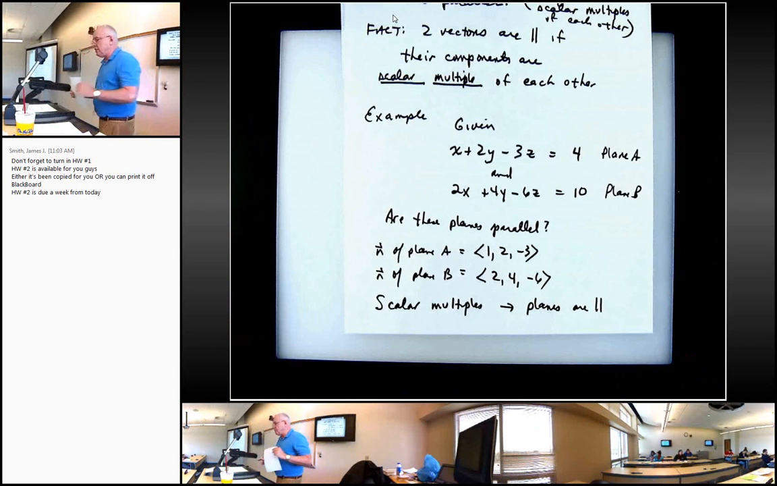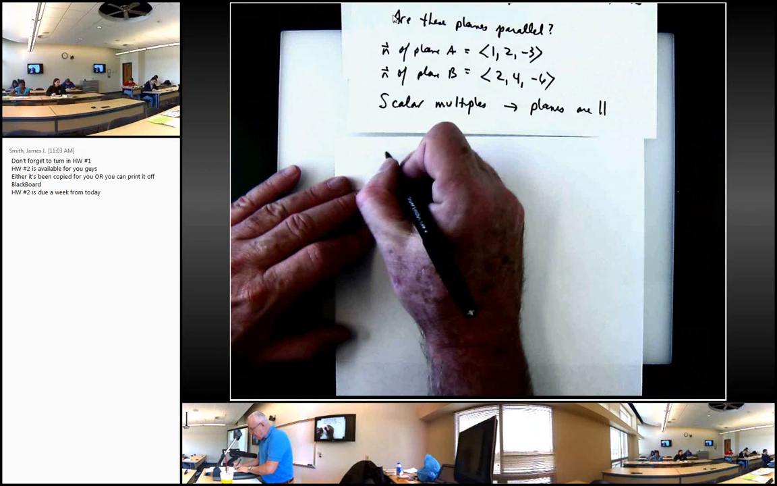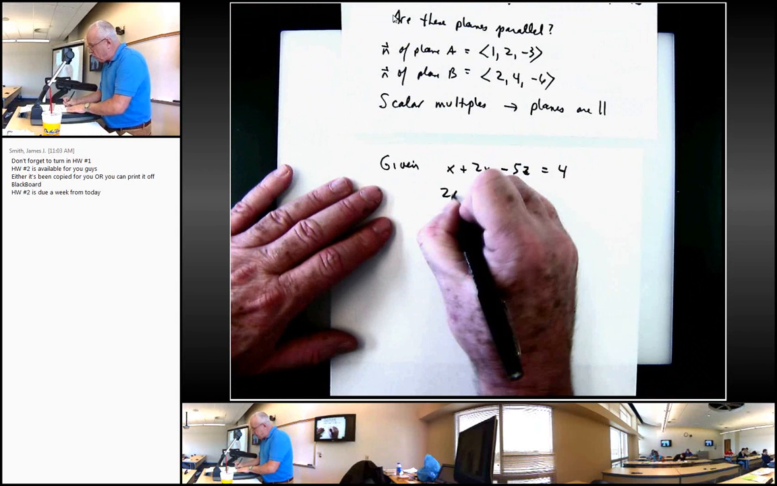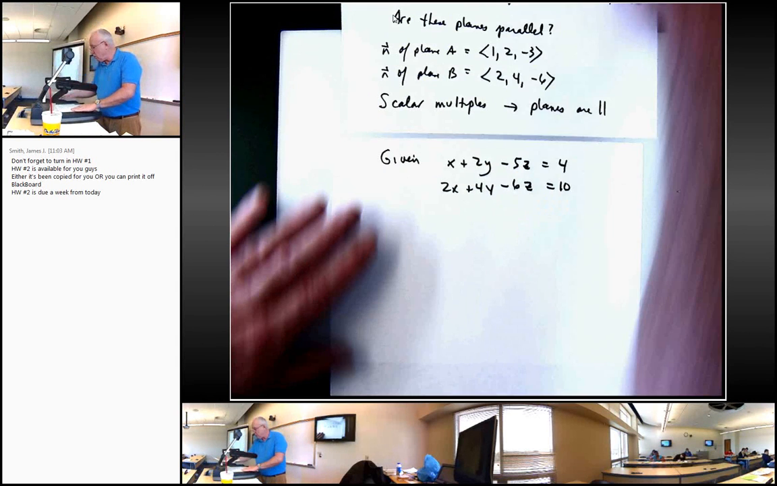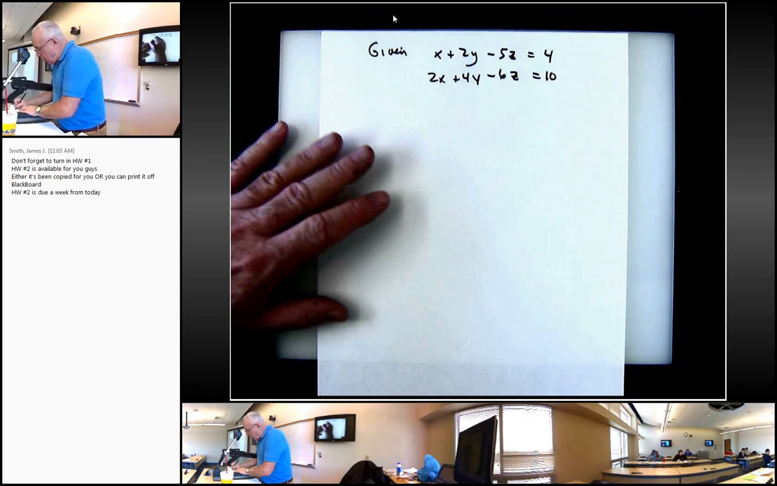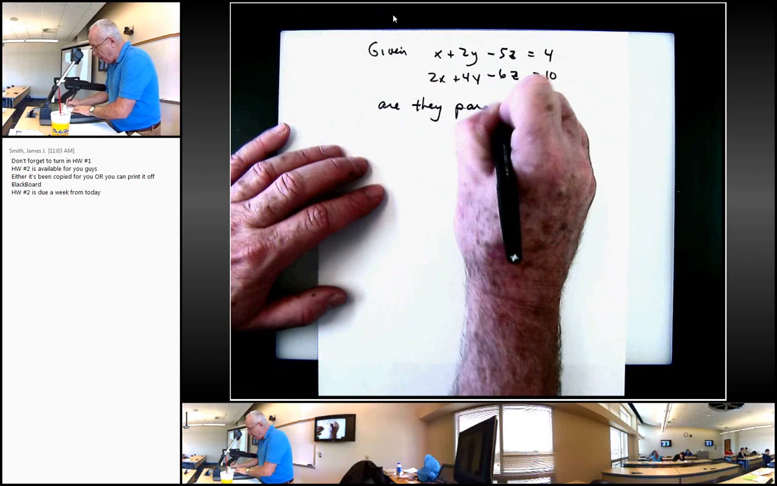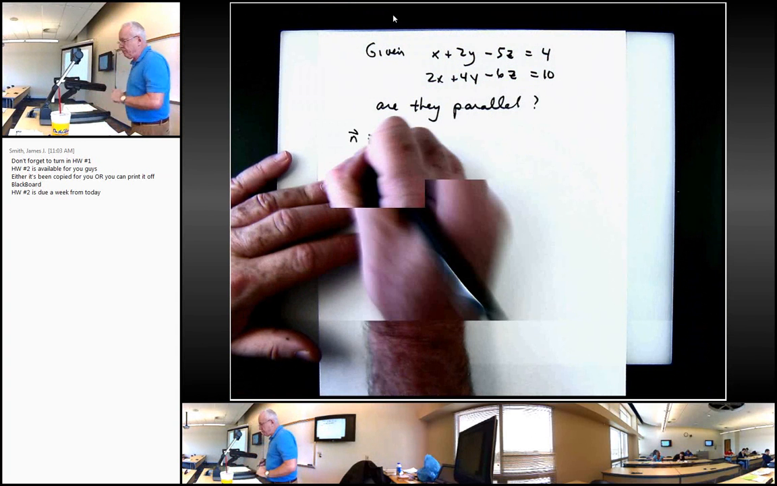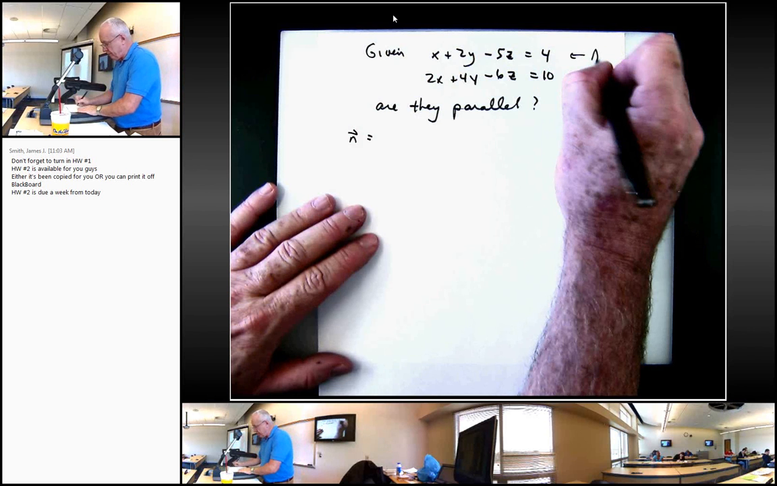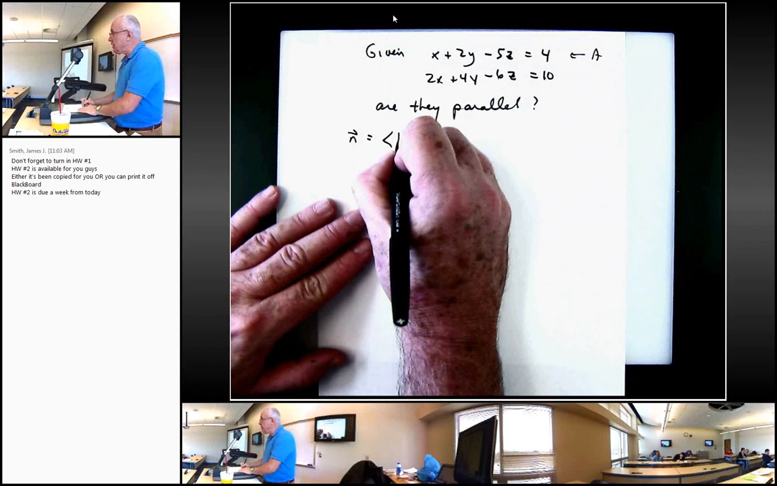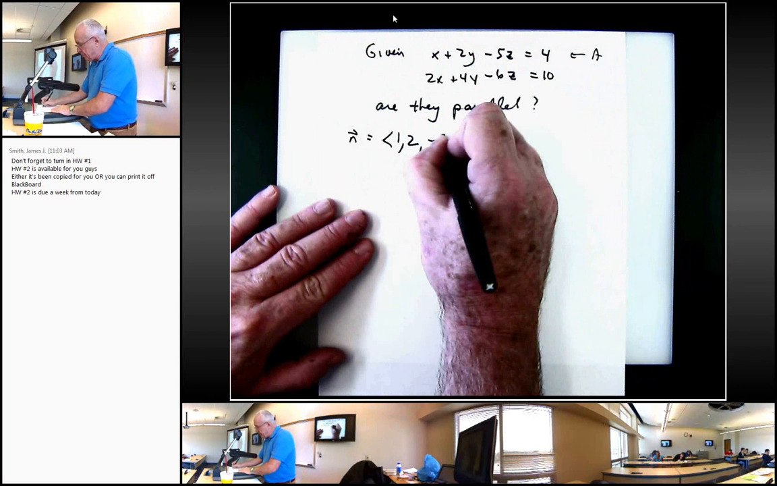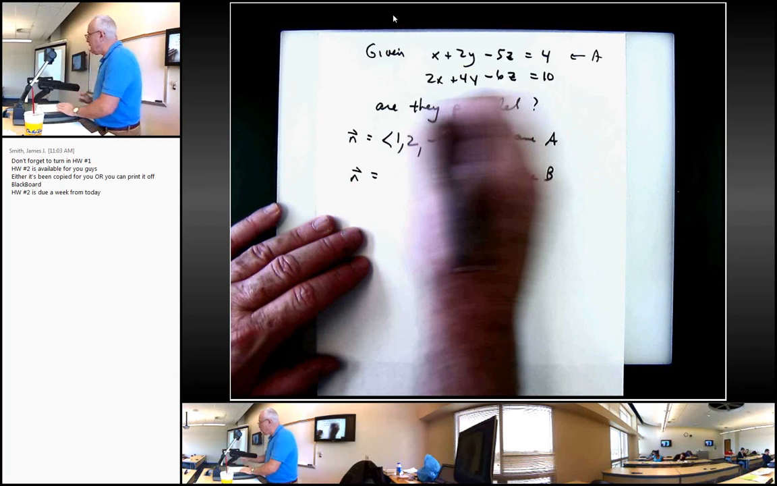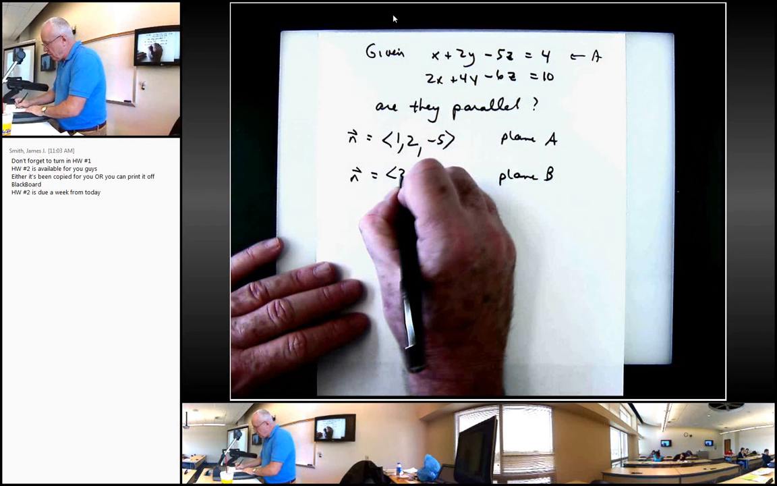If we had these two equations, let's see what the answer would be. Given x plus 2y minus 5z equals 4, 2x plus 4y minus 6z equals 10. So it's almost like those ones that we just had. Are they parallel? Okay. What's the normal vector of this one? Of A. 1, right? Coefficient of x, 1, 2, minus 5. That's for plane A. Now let's look at plane B. Its normal vector, just reading it right off the coefficients, 2, 4, and -6.